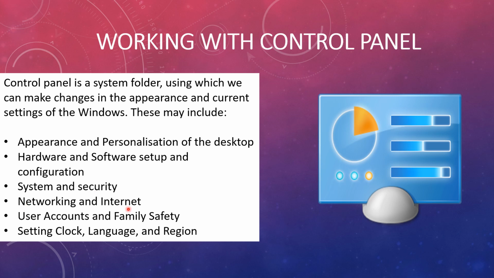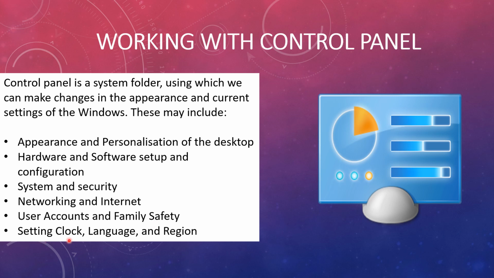Networking and internet. Whenever we want to make any changes to the computer network or add on to a computer network, or you want to connect the computer to the internet, that can be done with the help of the control panel. User accounts and family safety. Different user accounts can be created in one particular PC. Like in a family, there are 4 members who are using the same PC. Separate user accounts can be created so that they can easily maintain their files in their own personal accounts.